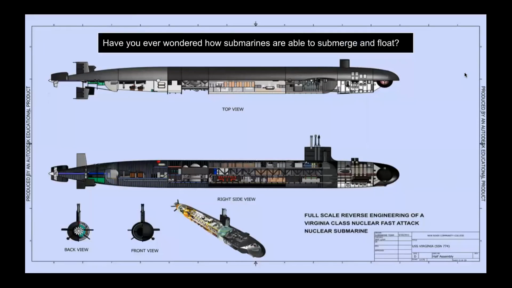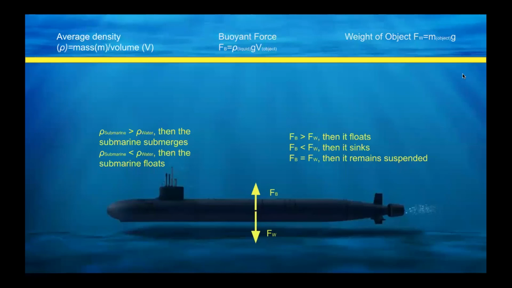Have you ever wondered how submarines are able to submerge and float? We'll be talking about the USS Virginia class submarine today. The main principles we'll be talking about are density, buoyancy, and weight.